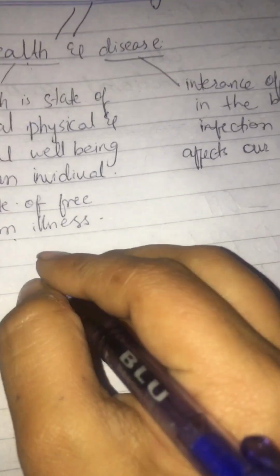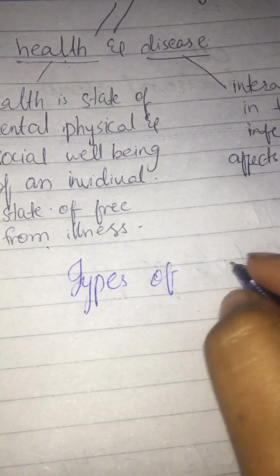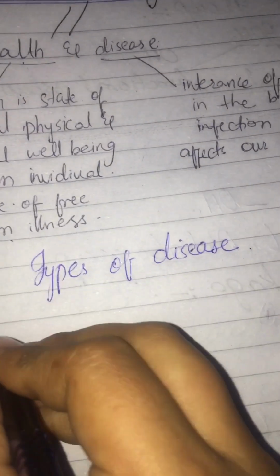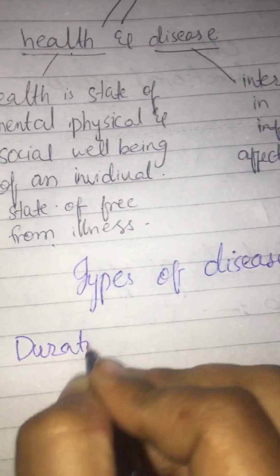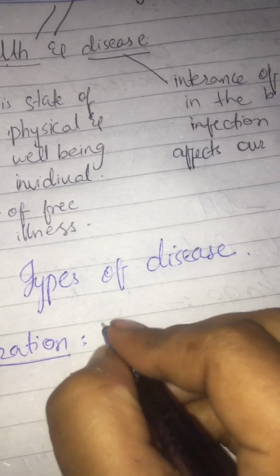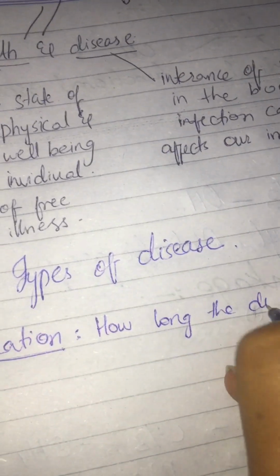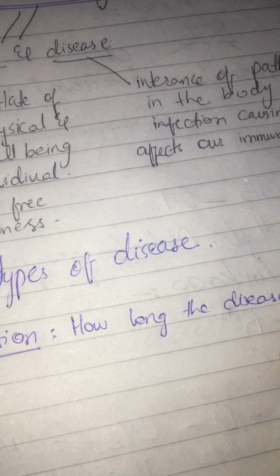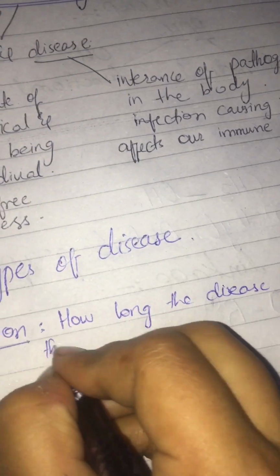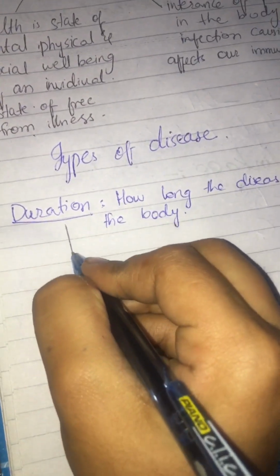So now let's see what are the types of disease. Today we will only discuss the duration. The word duration itself tells us what it means. Duration means how long the disease would be staying in the body.